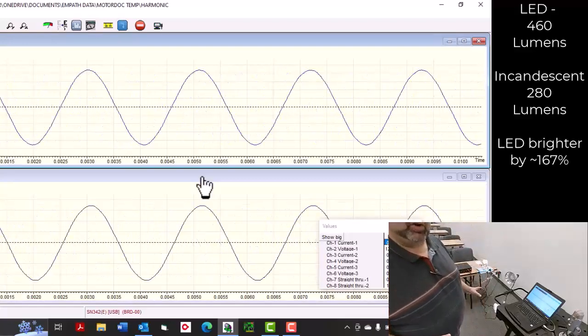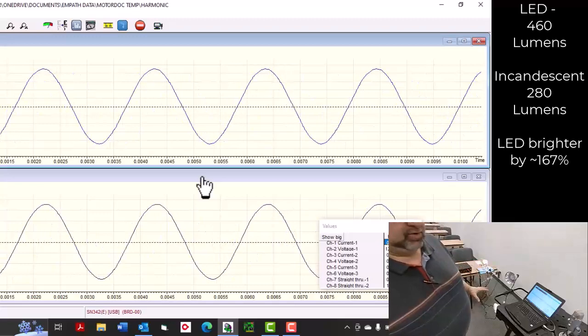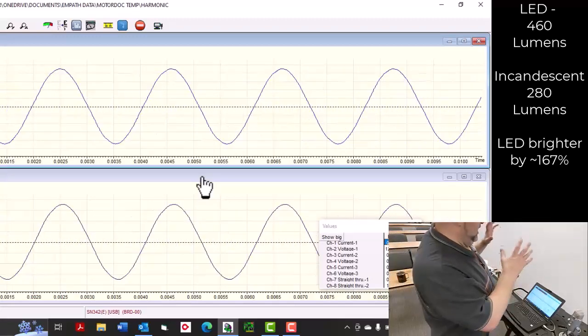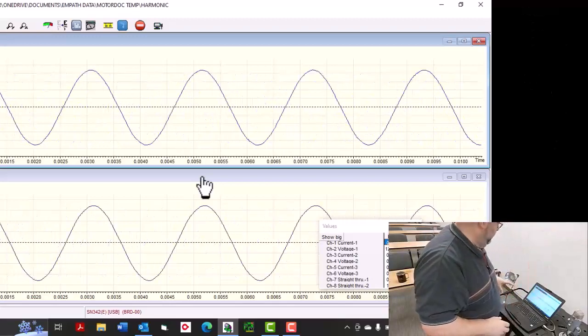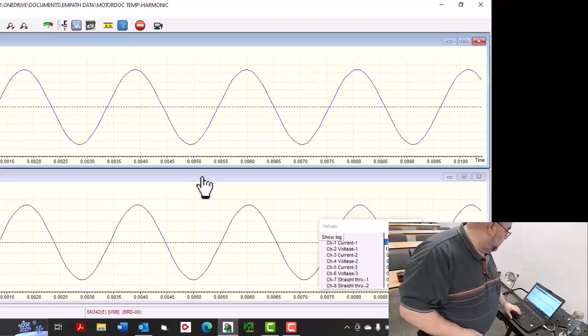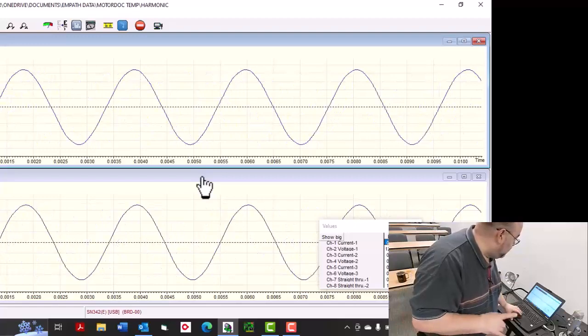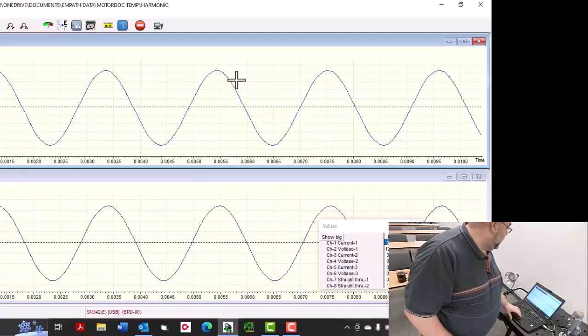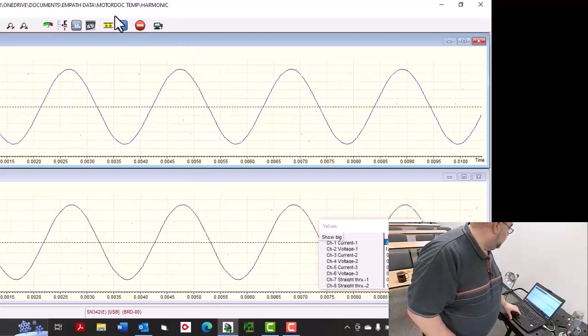I haven't measured the lumens. I may or may not do that later, but in any case, we're set up, and as you can see, wherever I have it, the waveform looks pretty much there. One bulb, about 0.3 amps. So let's go ahead and collect this data.